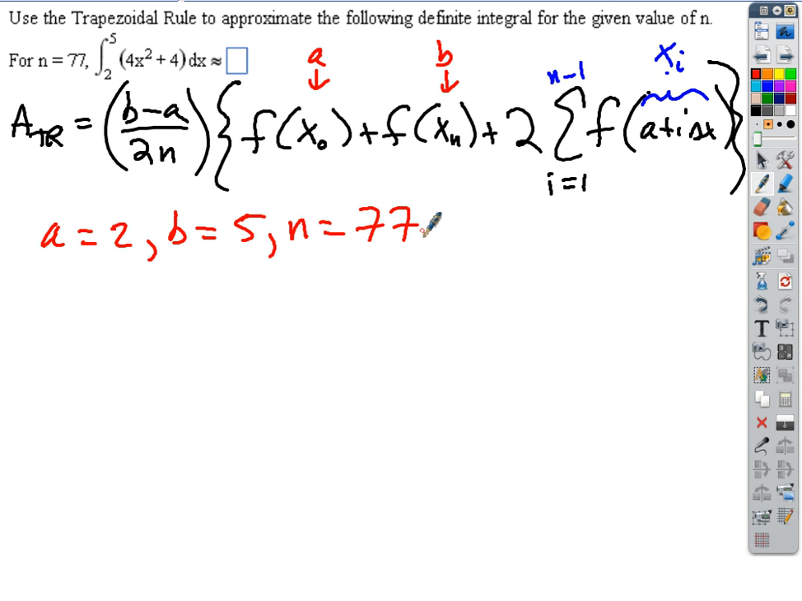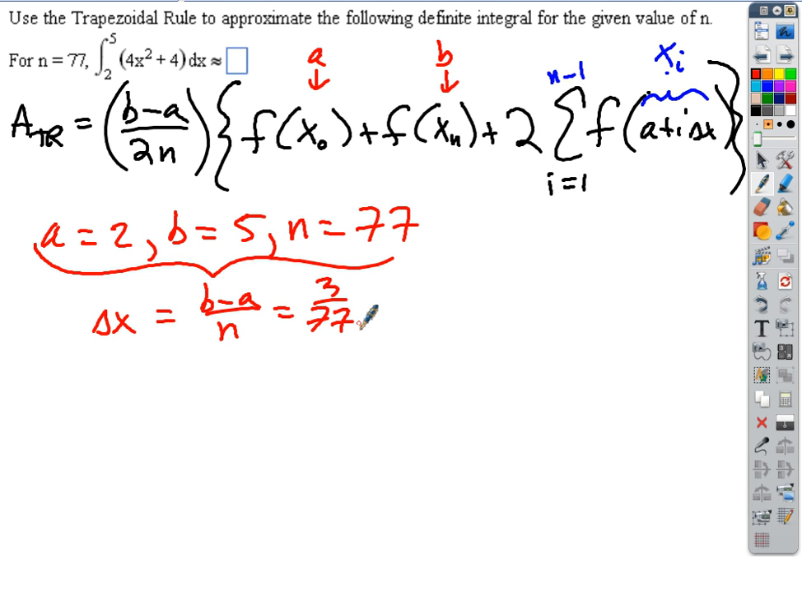So then we can take all that stuff and calculate delta x. So what's delta x? Right, delta x is just always b minus a over n. So what do we get? 3 over 77. Okay, so there's delta x. And then we also want to take into account, so there's part of it, what is f of x for us? Oh, 4x squared plus 4, right? Okay. Yeah.